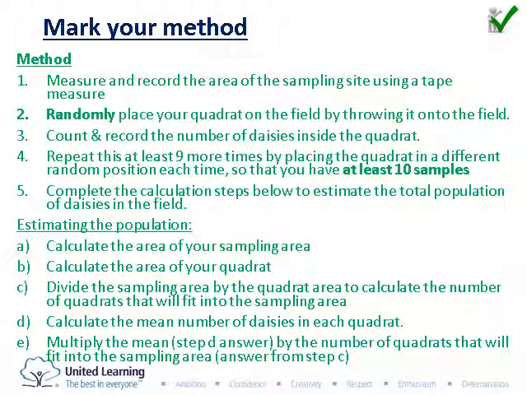What we need to do first is calculate the mean number of daisies in each quadrat. And then you multiply the mean by the answer you got for part C, which is your multiplier, and that'll give you your estimate. So if you didn't quite get that, use a different colour pen to improve your answers.